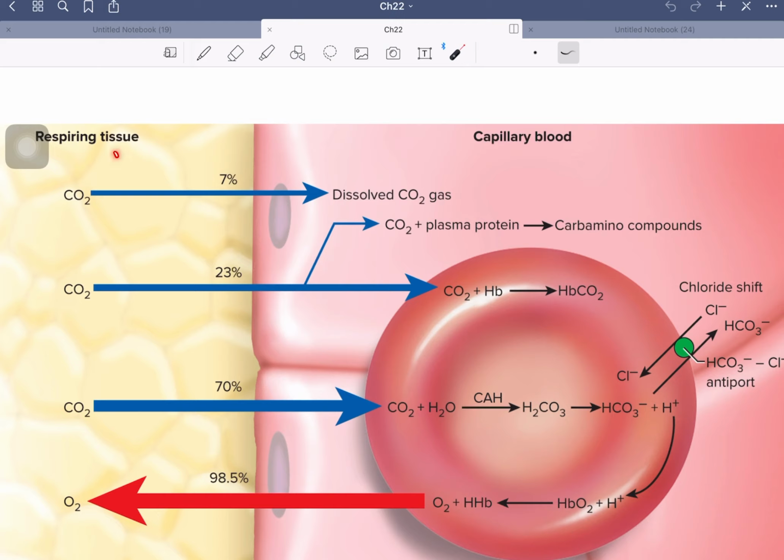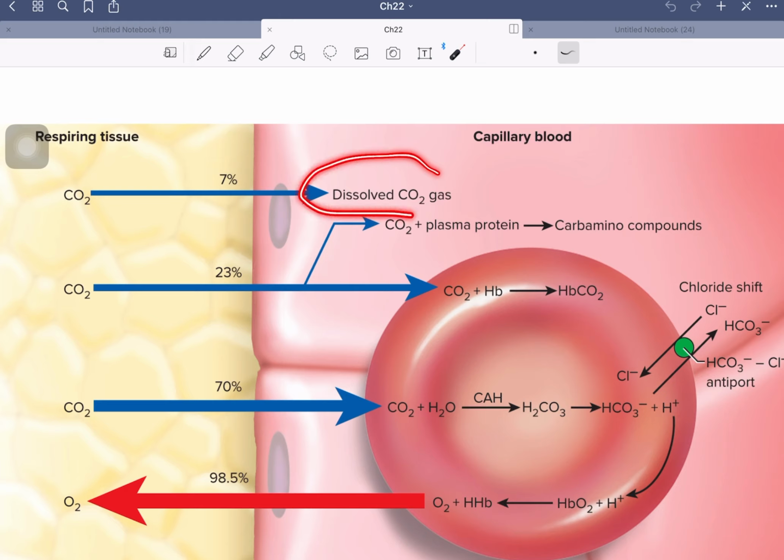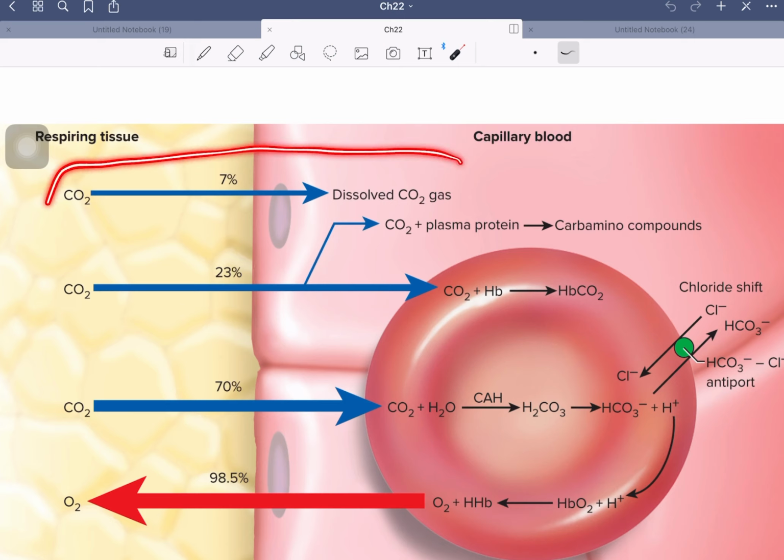And let's start with the most simple, and that is where CO2 enters the blood and remains as a dissolved gas. Now, remember, things go from high concentration to lower concentration. So that's the main factor driving this movement of gases from systemic tissue into the blood. This is the most straightforward one, where CO2 just crosses and dissolves as CO2 gas within the blood itself. Now, this only represents a very small amount. We're only looking at about 7%.